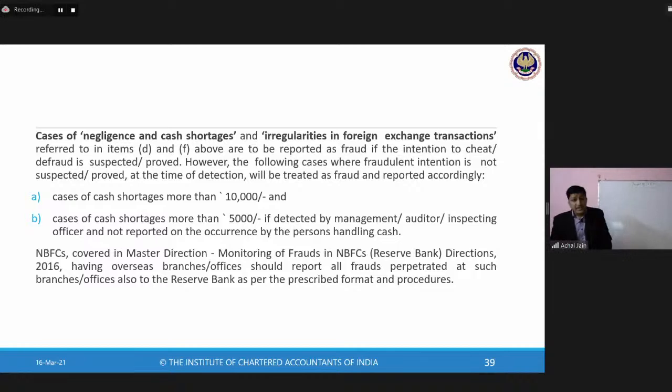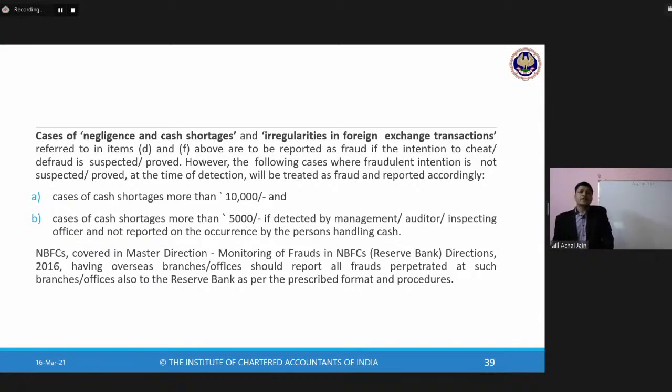However, the following cases, where the fraudulent intention is not suspected or proved at the time of detection itself, will be treated as fraud and reported accordingly. Let's understand what those are. Cash shortages of more than 10,000 rupees. Even if those are not suspected or proved at the time of detecting, those will be reported as fraud.